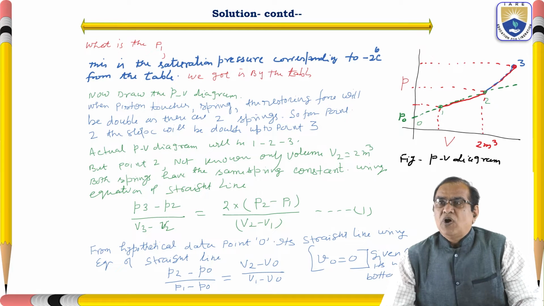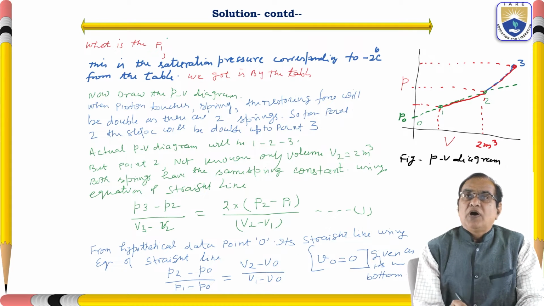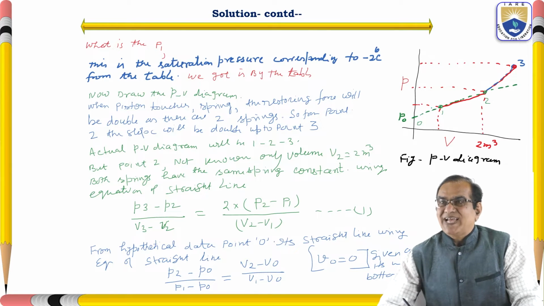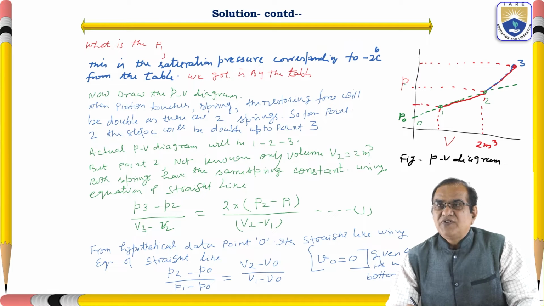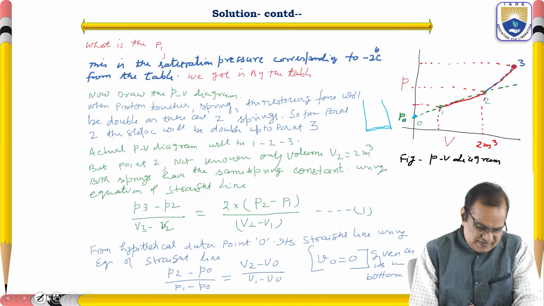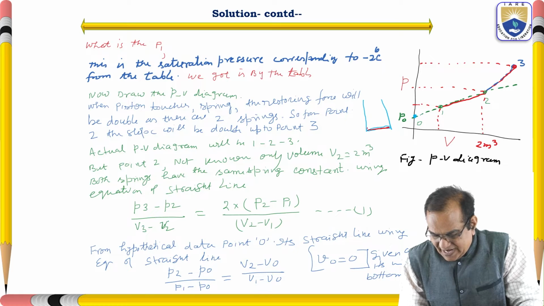So now we have to look at the PV diagram. What is P1? In this state, what is the pressure at state 1? Let us see how this will go. If you draw the P and V diagram, it is given that at the bottom, when the piston is just touching the bottom, I am drawing the piston at the bottom here.